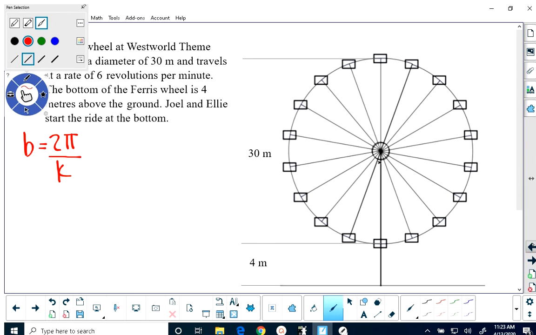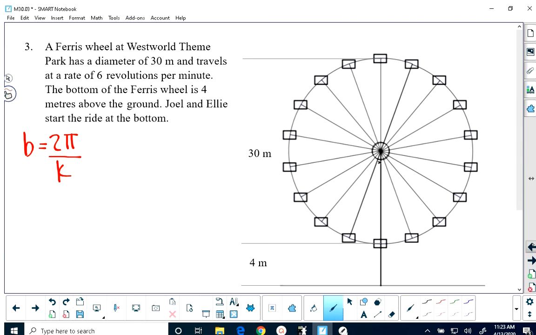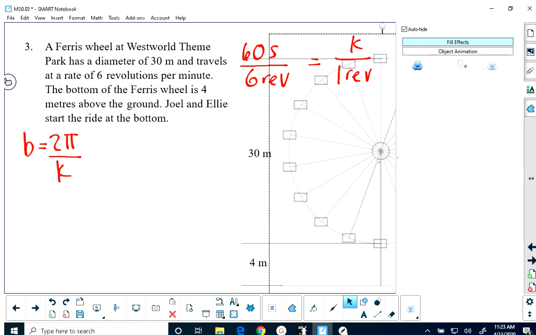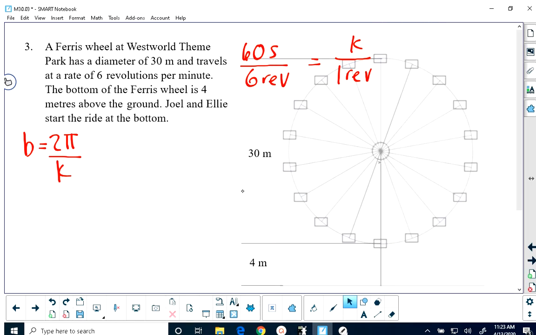Well, it says that it goes around 6 revolutions in 1 minute. I'm going to choose to work in seconds. We know it goes around 6 revs in 60 seconds. Well, the period is the time it takes to go around 1 revolution. So what we're solving is a ratio equation, and we can solve that by cross multiplying. 60 seconds over 6 revolutions equals the period over 1 revolution. You're going to discover it's 10 seconds. So the period is 10 seconds.